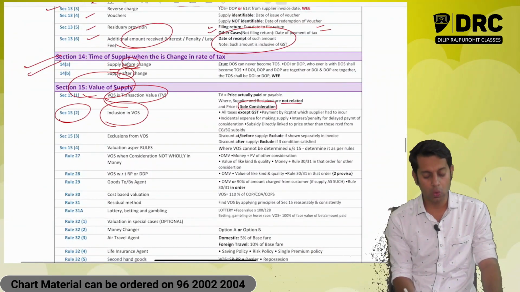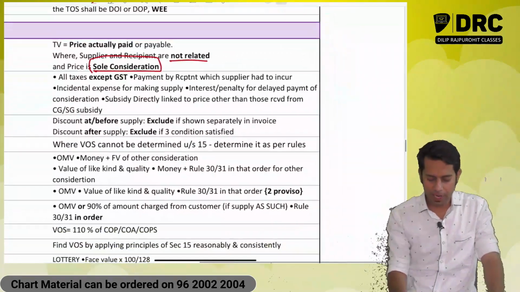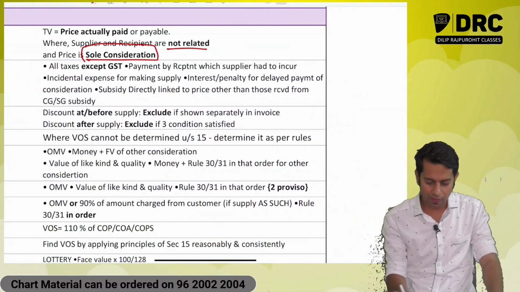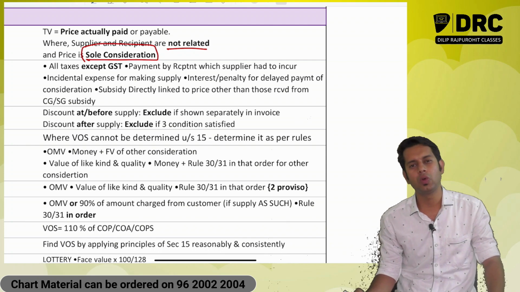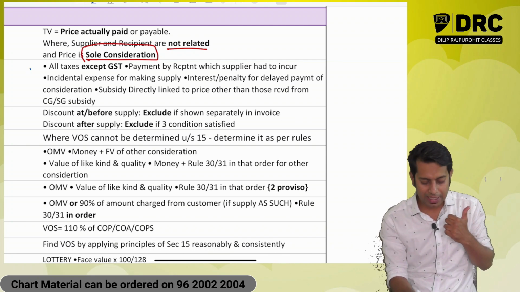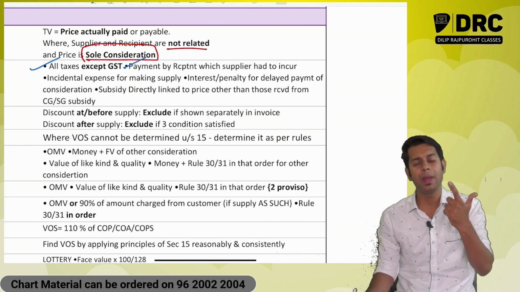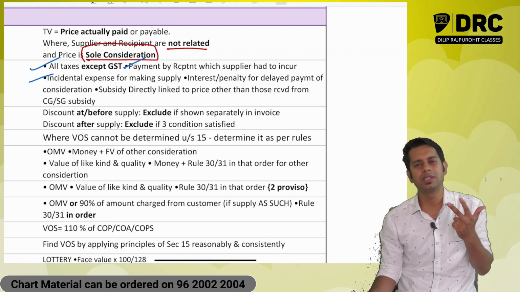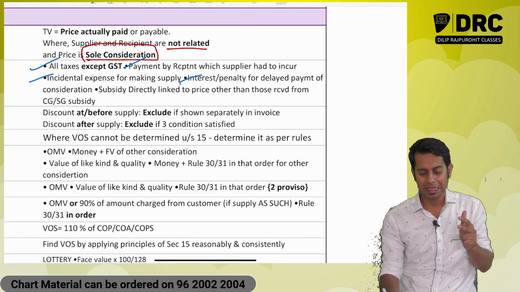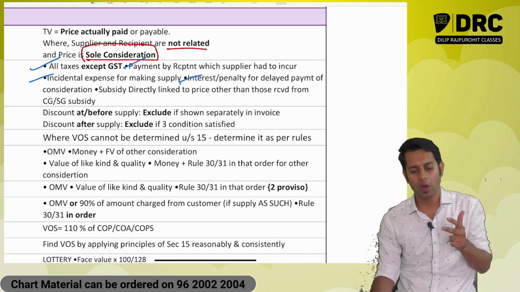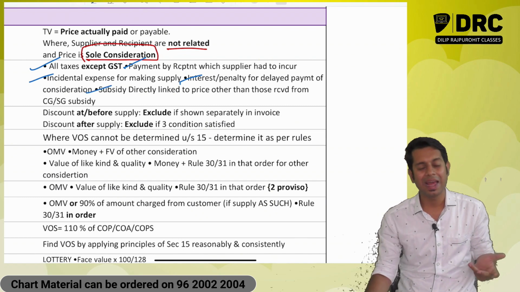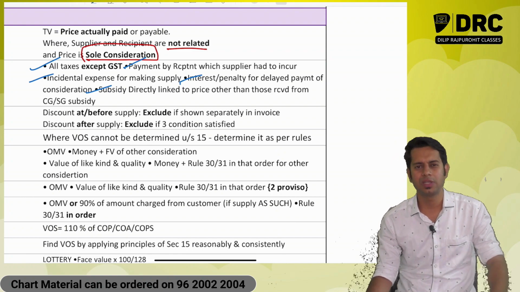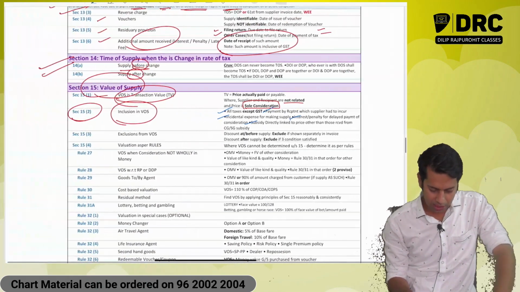Section 15 subsection 2, inclusions in value of supply. There are a few things which are required to be included in value of supply. Which are those things? All the taxes except taxes under GST. Any payment made by the recipient which the supplier had to incur. Incidental expenses for making the supply. Interest, penalty, late fee for delayed payment of consideration. Subsidy directly linked to the price, excluding the subsidy given by central government or state government.